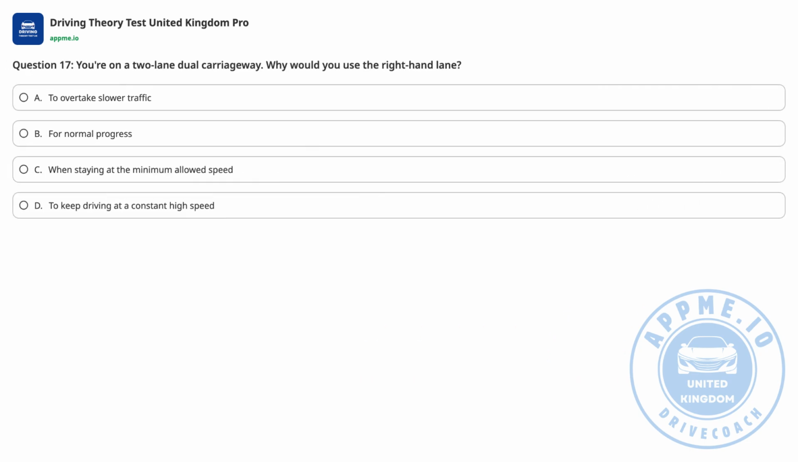Question 17. You're on a two-lane dual carriageway. Why would you use the right-hand lane? A. To overtake slower traffic. B. For normal progress. C. When staying at the minimum allowed speed. D. To keep driving at a constant high speed.